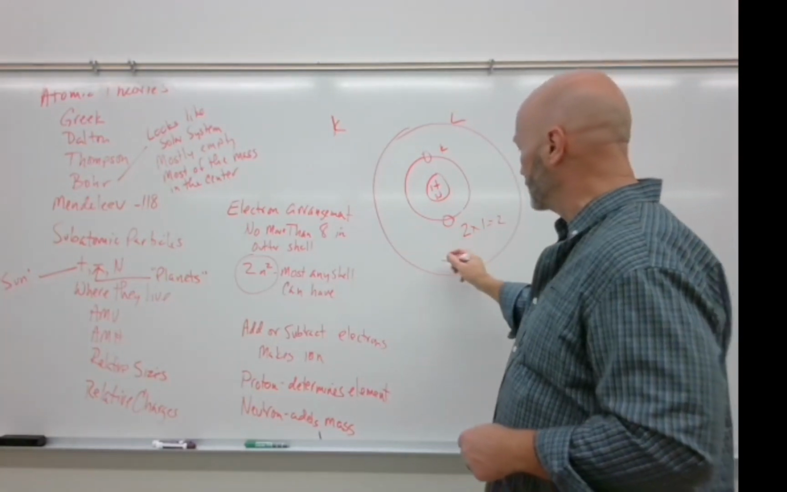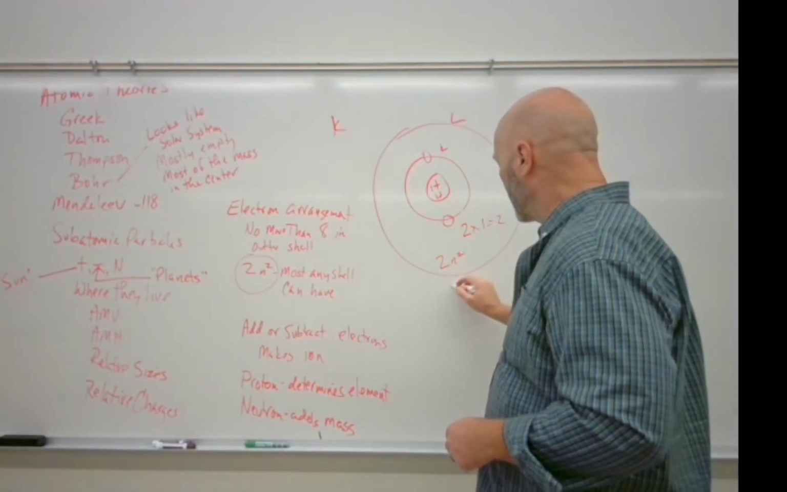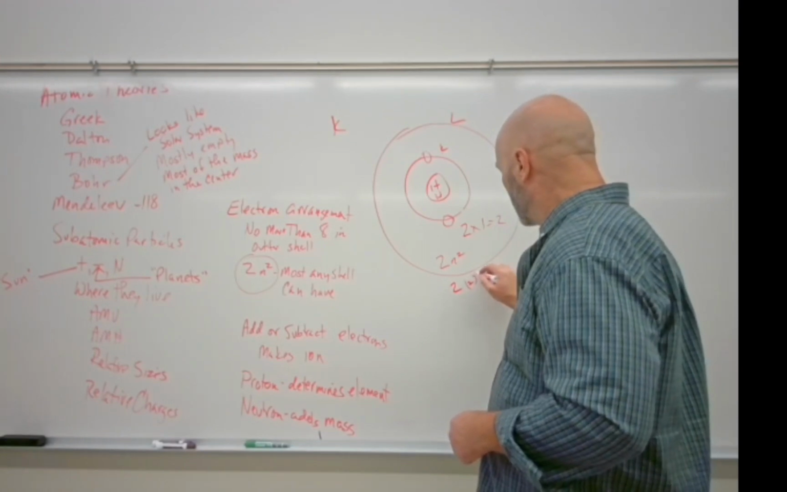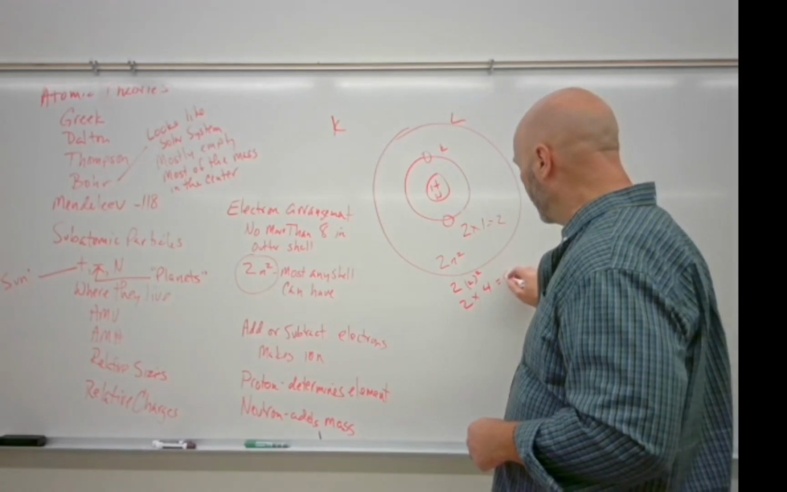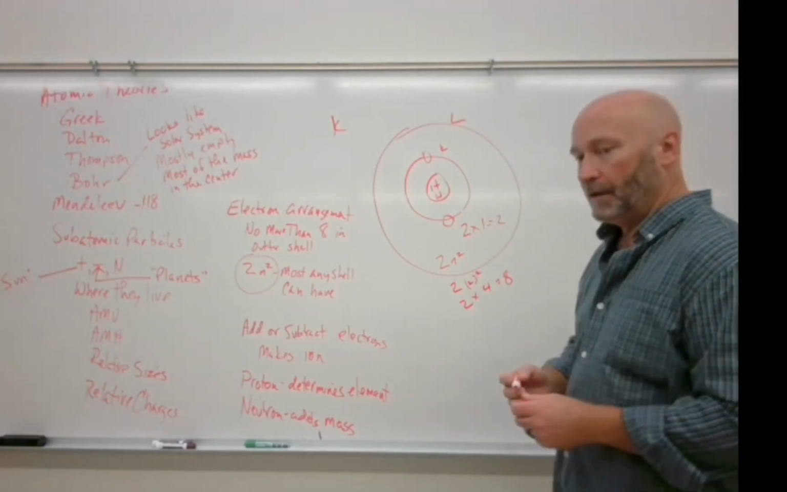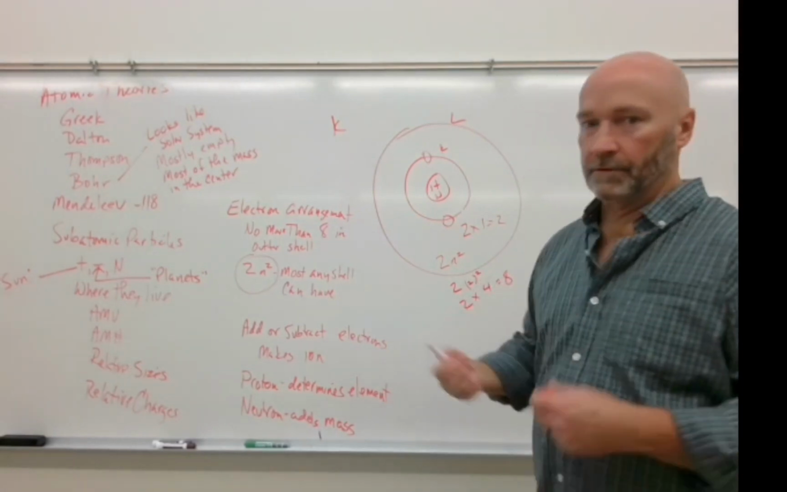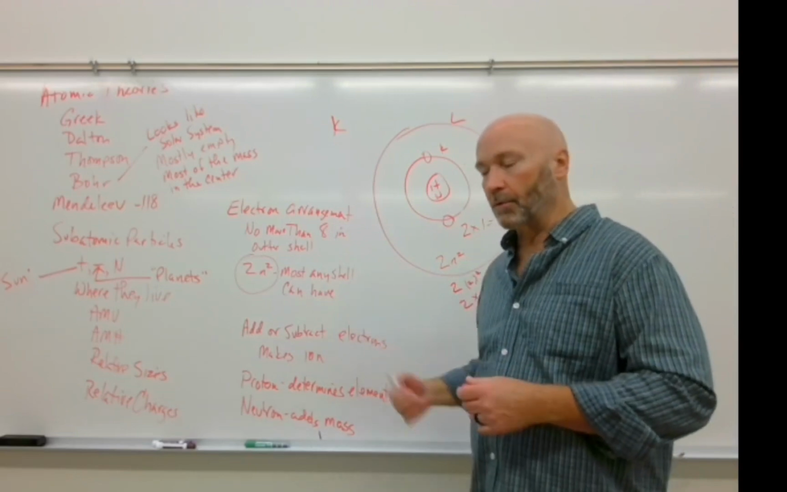This would be our second shell, so we would do the same thing, 2n squared. In our second shell, we could have 2 times 2 squared, and that would be 2 times 4. We could have 8 in our second shell. The next shell out would be 2 times 3 squared. So 3 squared would be 9, and we'd have 18, right?